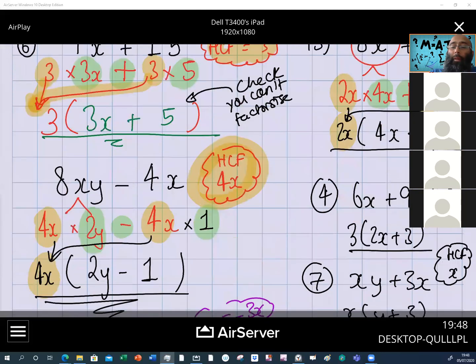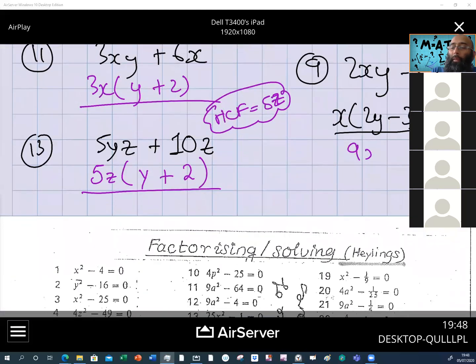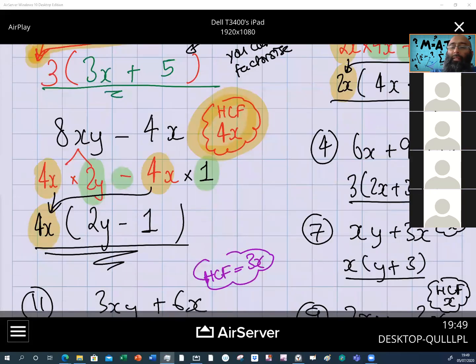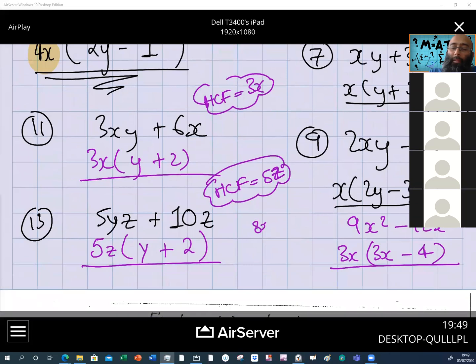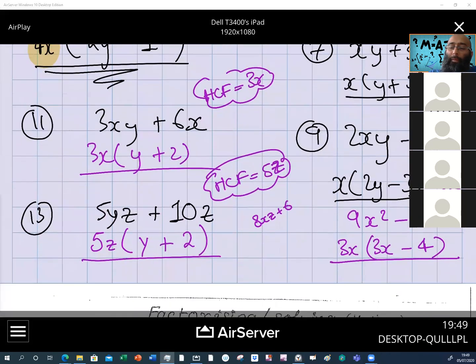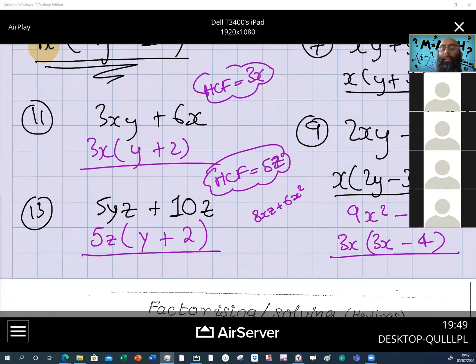Okay, 9x squared minus 12x. Go on then. The highest common factor is 3x, and the answer is 3x bracket 3x minus 4. Looks good. And the last one is 8xz plus 6x squared. What's the highest common factor there? 2x, and then the answer is 2x bracket 4z plus 3x.